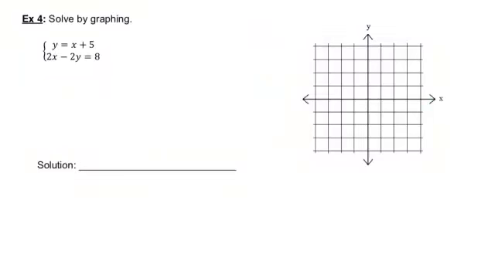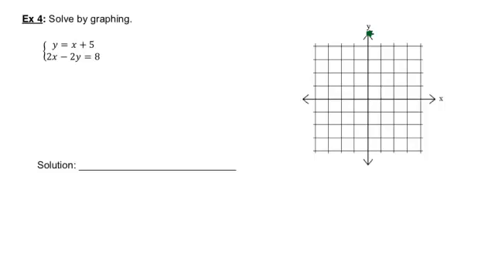Our last example of solving by graphing, we have y equals x plus 5 and 2x minus 2y equals 8. Notice the first equation is already in slope-intercept form, so we can just go ahead and graph that. So we know that our y-intercept is 5, so we're going to go up to 5 on the graph, on the y-axis. We know that our slope is 1 because there's no number in front of the x, so we're going to go up 1 over 1.